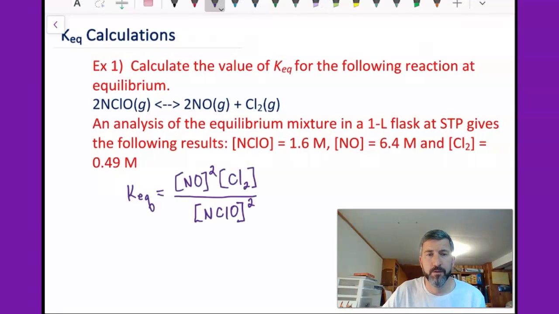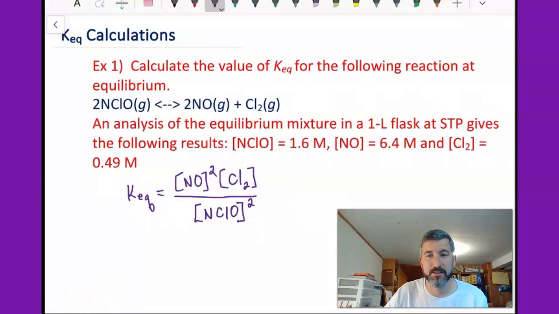Okay, so there you go. First of all, remember it's products over reactants. That's an important point to make. The 2 here on the NO is because our first product has a coefficient of 2, so its concentration is going to be squared. Cl2 is just 1, and then on the other side, my reactants, the NOCl is 2. So there's our equilibrium expression.